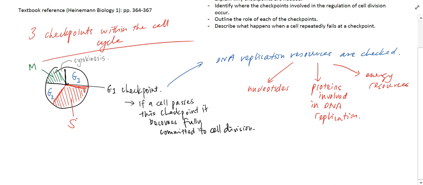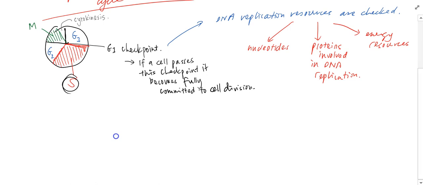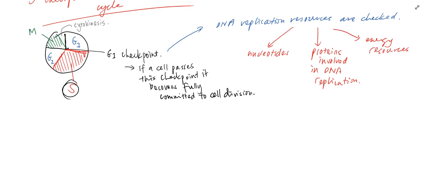And if there's not enough of any of those, the cell will go back a little bit and it will start to solve the issue. So it will pick up more nucleotides if it doesn't have enough nucleotides, or get more energy if there's not enough energy. So that's the G1 checkpoint, making sure all is good before DNA replication begins, because the S phase is all about DNA replication, isn't it? The synthesis phase, DNA synthesis. Okay, so that's the first of the checkpoints. This is checkpoint number 1.